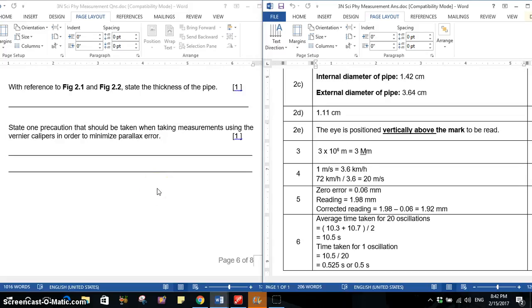Part E is quite poorly written despite the fact that many students know the answer. Some of you put down things such as the eye is 90 degrees to the reading. Now there is a difficulty in identifying what exactly you are talking about. So usually we simply say that place the eyes in line with the reading or simply vertically above the marking. Please take note of the scientific language used here.